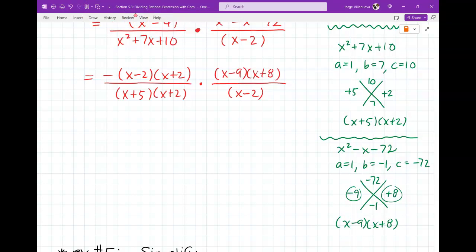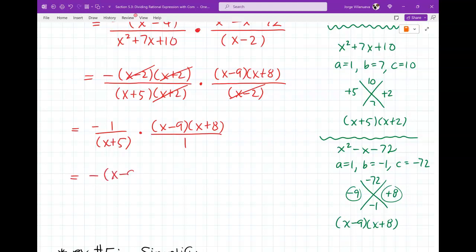All right, what can I chop? Anything else? No. So here's my answer. Well, it's negative 1. I guess not the answer yet, but let me rewrite it. I'm just rewriting it so I see what's left, just to make sure I didn't miss anything. That's what it looks like now that I chopped everything up. So now just put it together, right? Multiply. So you get negative x minus 9, x plus 8 over x plus 5.